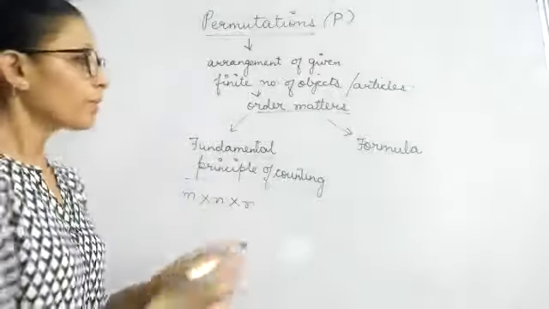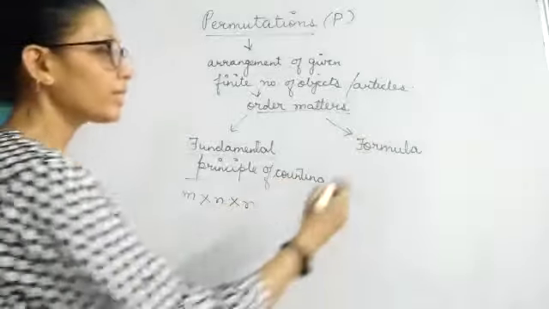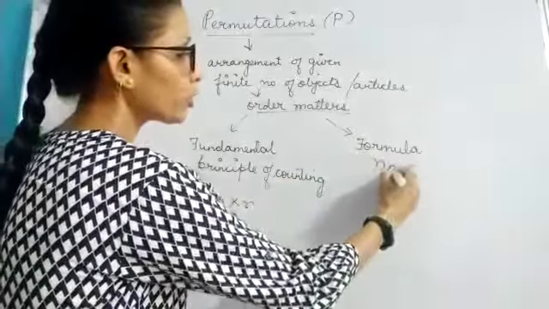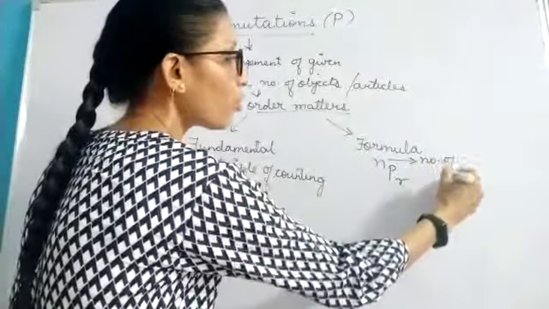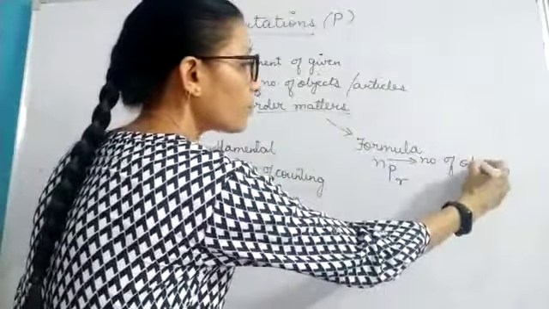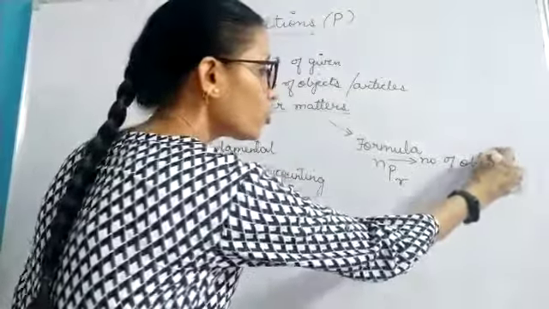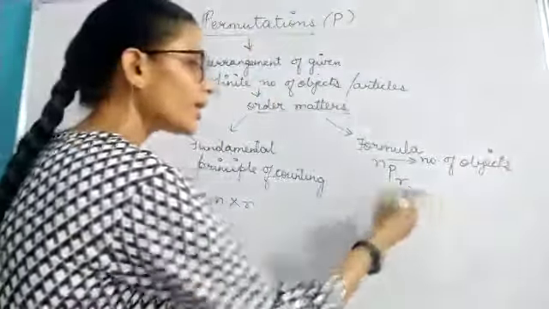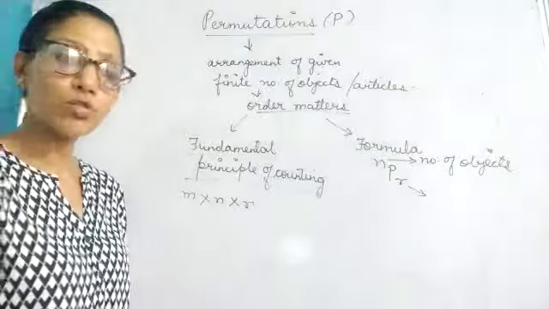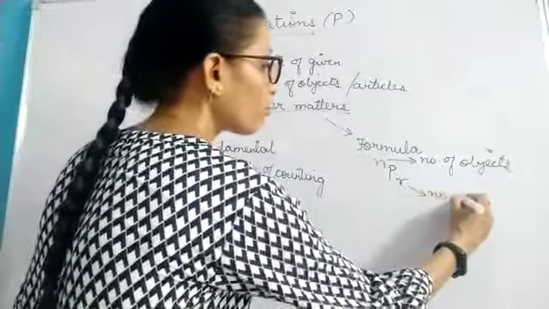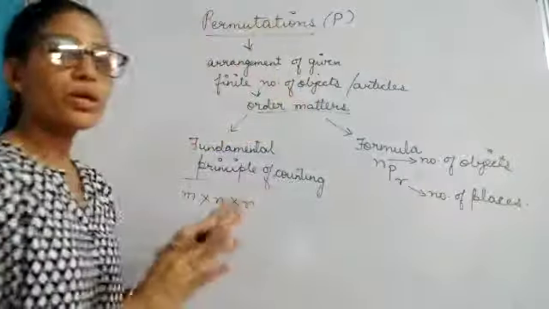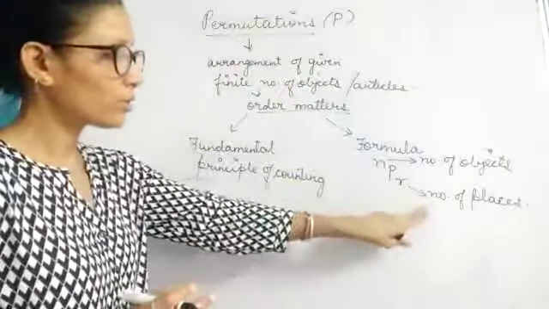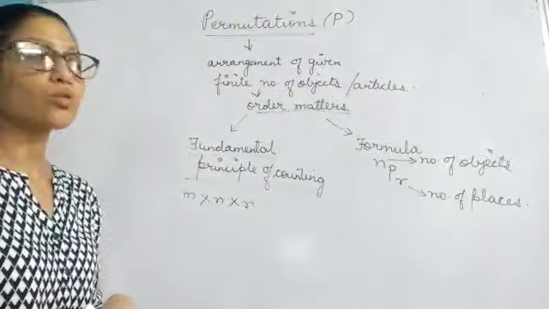When we come to the formula, my formula for permutation is nPr, where n is the number of elements, or I can say the number of objects you are taking, and r is the number of places that have to be filled. Now we'll find out how many places we are going to fill.